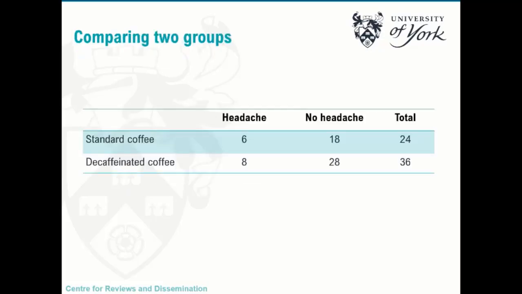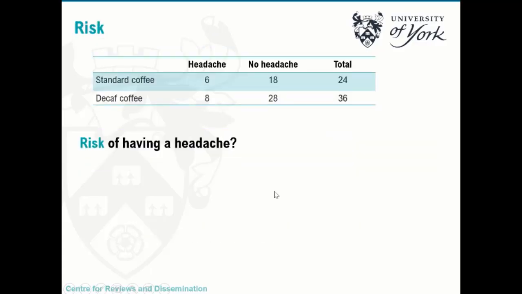We'll start by comparing two groups with dichotomous data. On this slide, you can see a 2x2 contingency table that compares people who drank standard coffee to people who drank decaffeinated coffee. You can see that for the 24 people who drank standard coffee, 6 people developed a headache. And of the 36 people who drank decaf, 8 people developed a headache. So our research question is: is caffeine causing headaches?